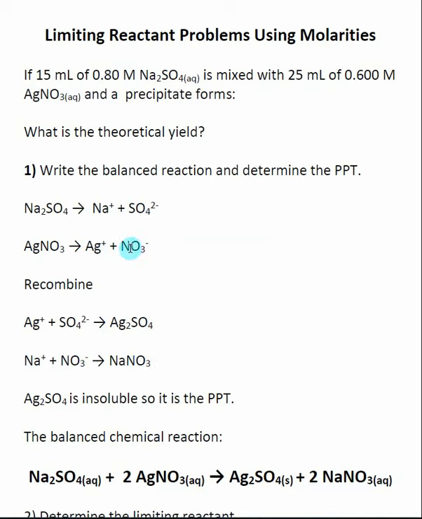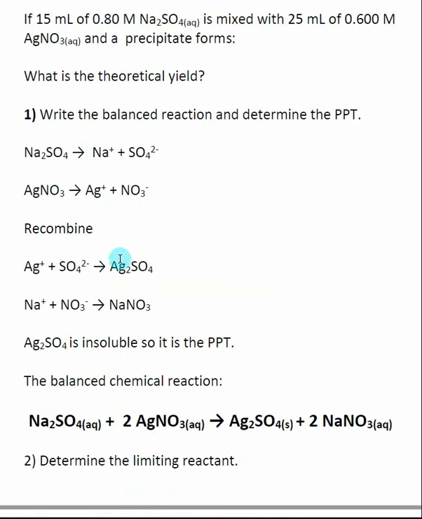So sodium and nitrate come together, Na+ and NO3-. It's a 1-to-1 ratio of the charge, so sodium nitrate is going to be one of our products. Here we're taking Ag+ and SO4 2-. We're going to need two Ag to make a +2 charge to counteract the -2 charge of sulfate. So our product here is going to be silver sulfate.